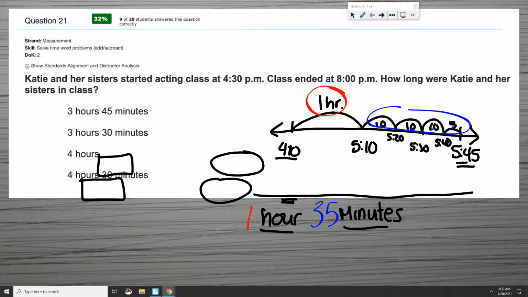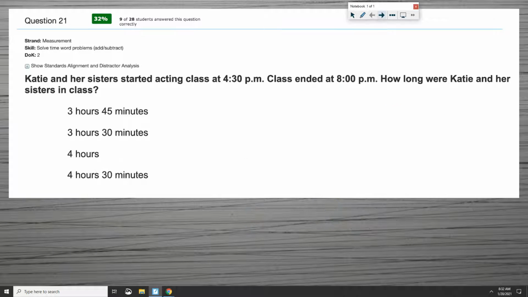This is another problem, and just like what I had said earlier, last problem, we had a lot of you that did really well. This one, only 9 people got this wrong, right? So this tells me that maybe we're not quite where we need to be for our elapsed time, which is why I wanted to practice it today. So it says Katie and her sister started acting class at 4:30. Her class ended at 8 o'clock. How long were Katie and her sister in class?